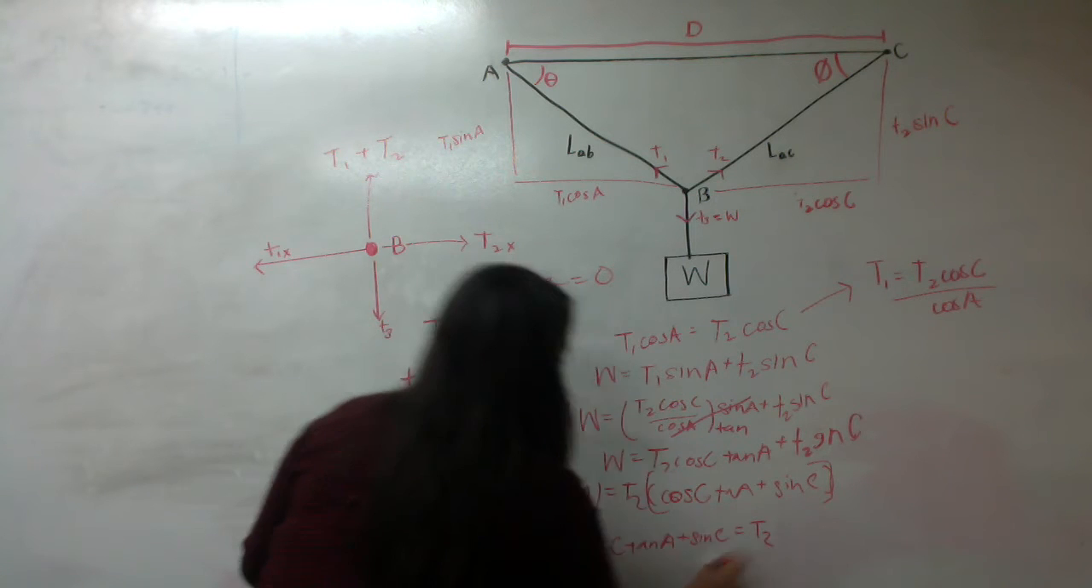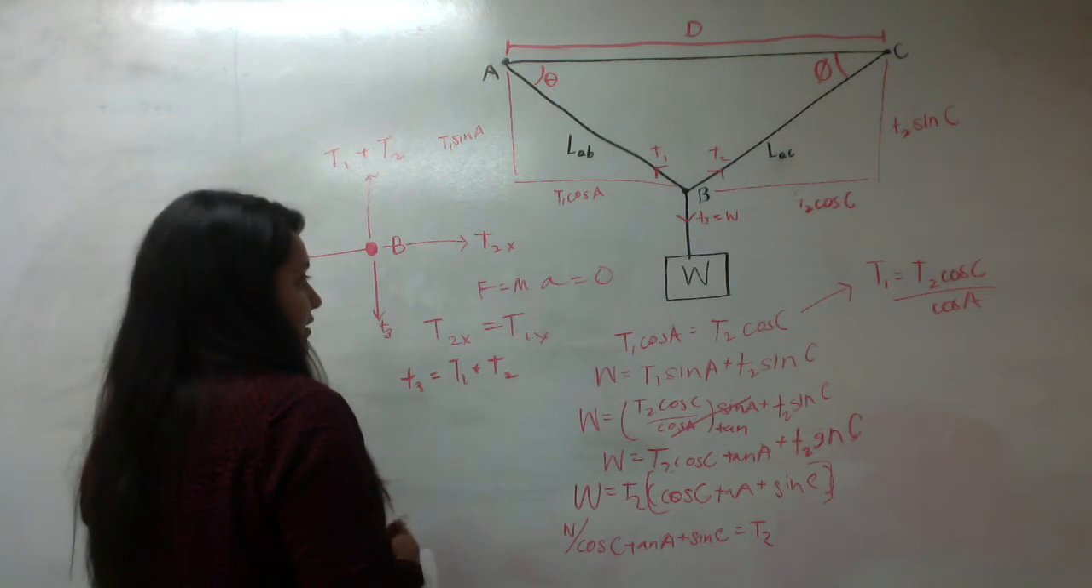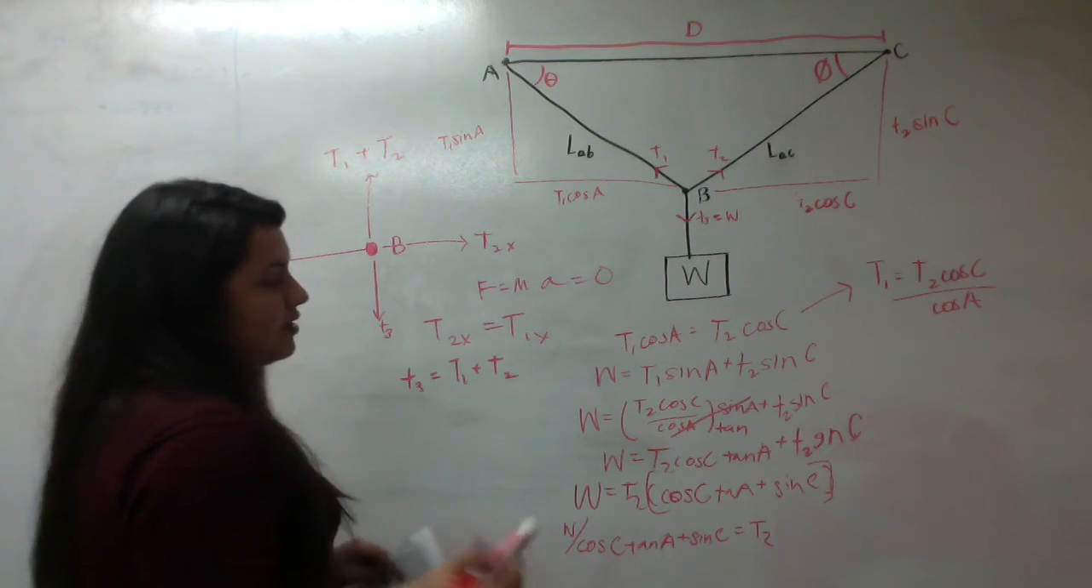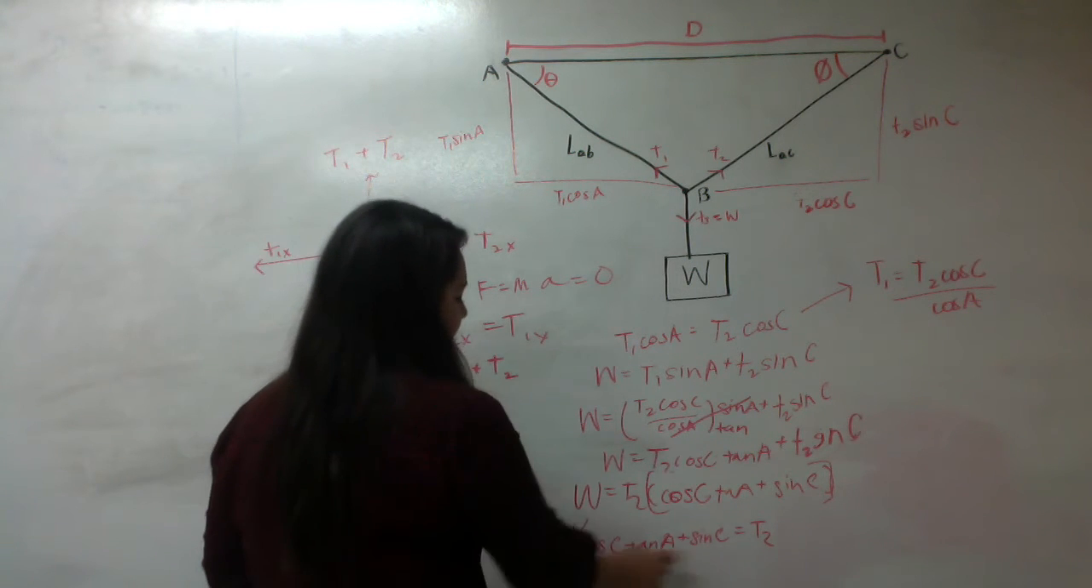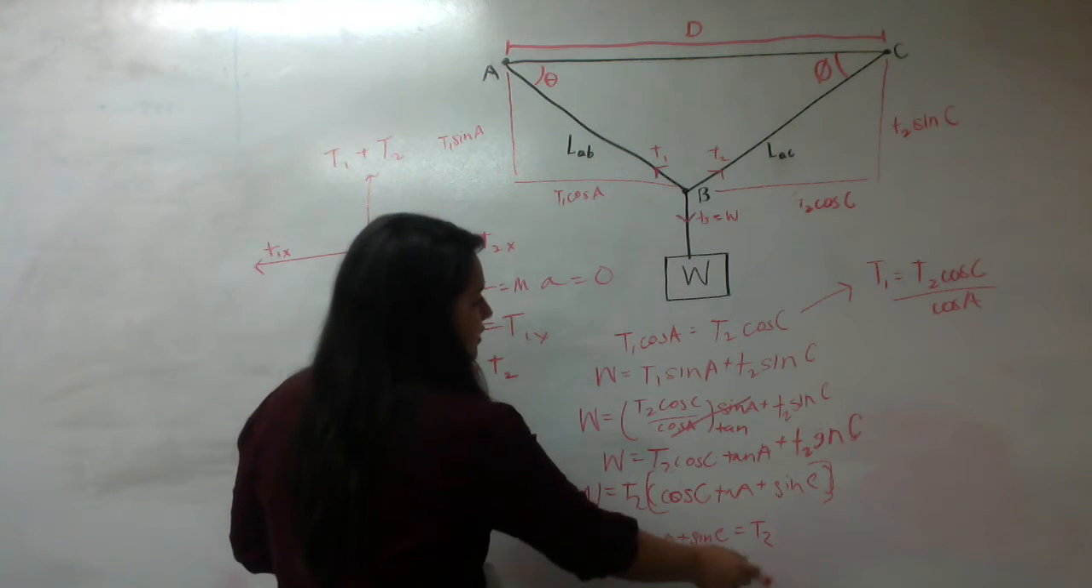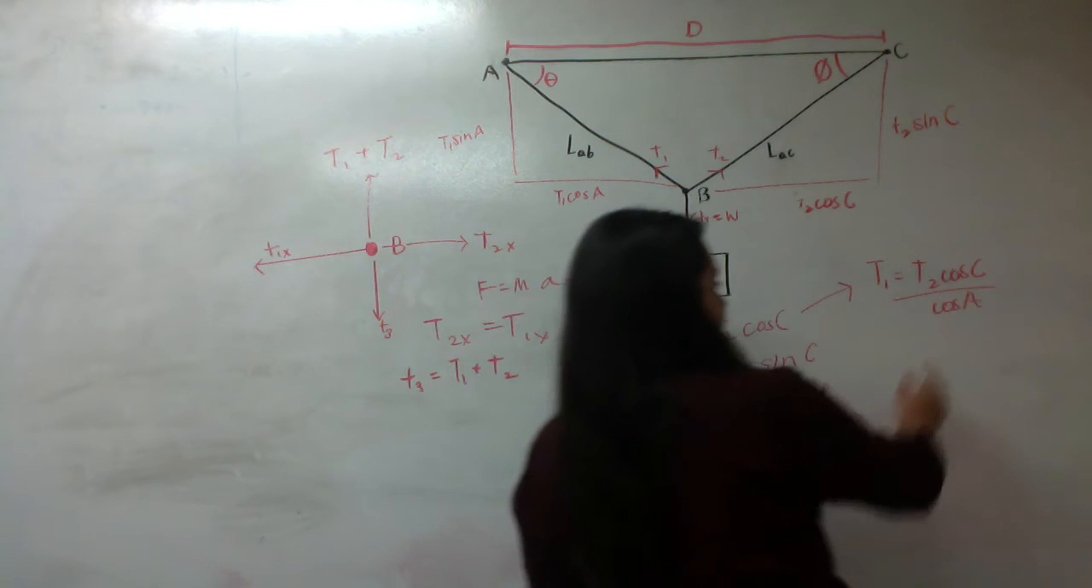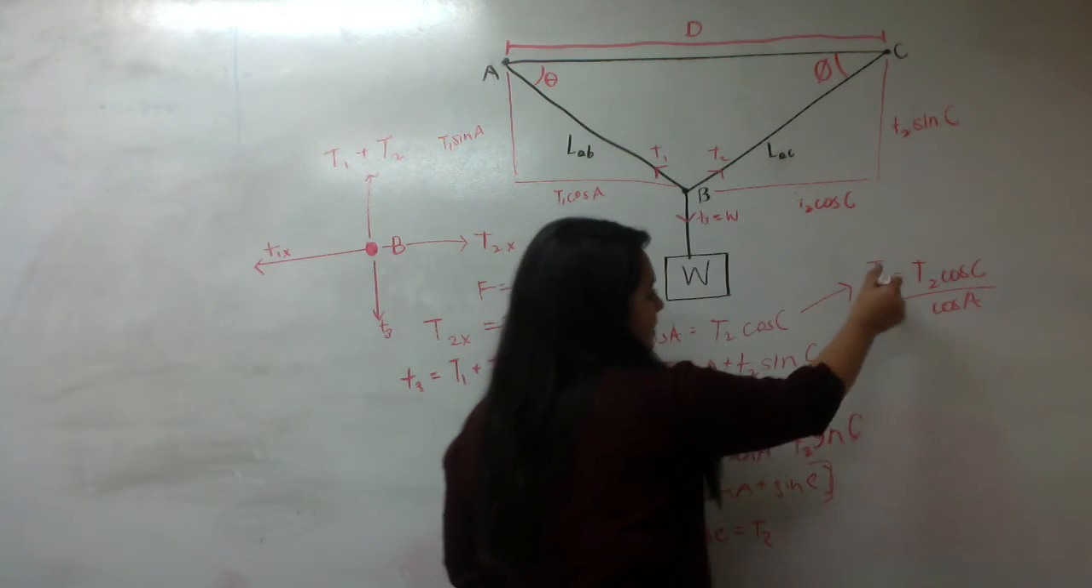That equals the second tension. Since we found our angles using the law of cosines, we can plug in our angles to find tension 2, and then we can plug in tension 2 to this equation to find tension 1.